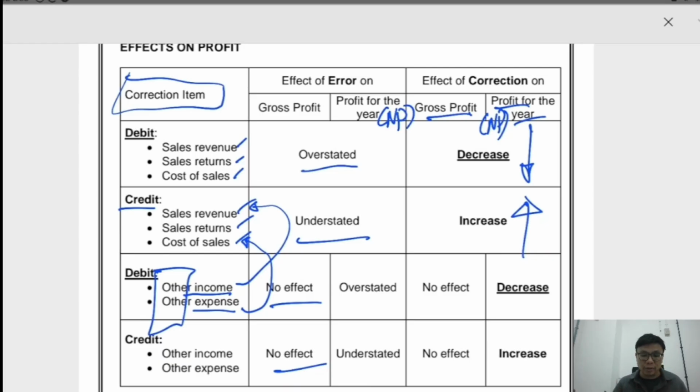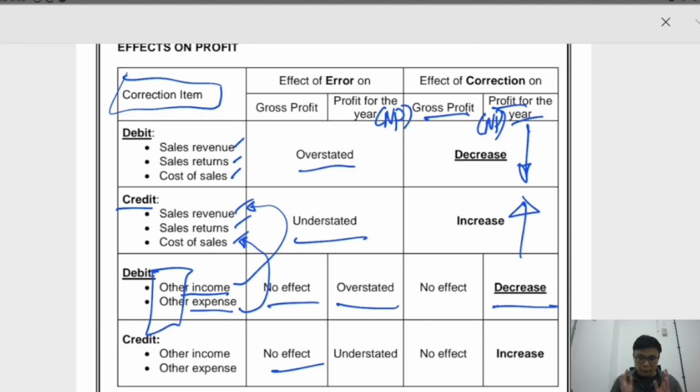And when you do a debit in terms of the correction, you basically know that it is overstated, and therefore when you do the correction in terms of debiting the income, the effect will be, of course, a decrease over here. For other expenses, very similar to cost of sales, it's just that there is no effect on the gross profit. When we do a debit, that is because net profit for the year is overstated, and therefore after you debit the account other expenses, the net profit for the year will decrease.